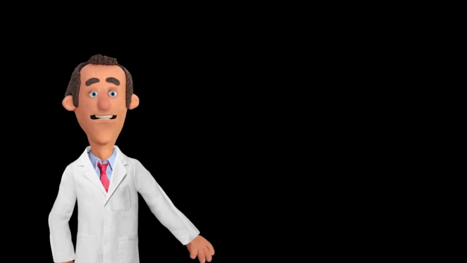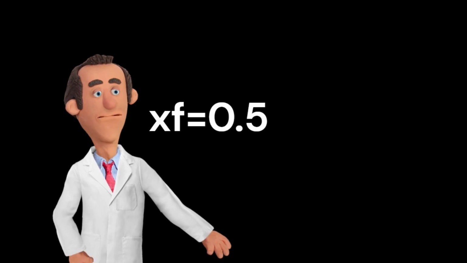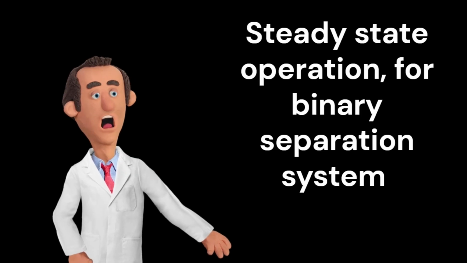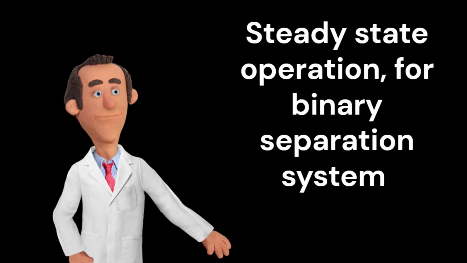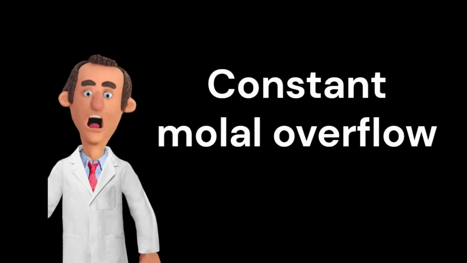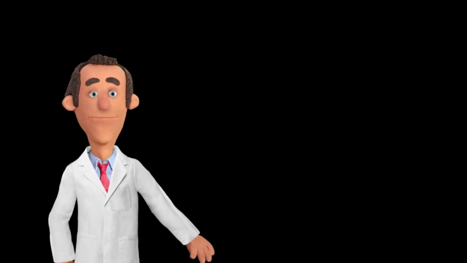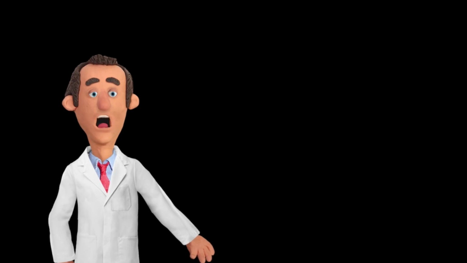And moving to the next one, which is equimolar flow. That means the feed mole fraction is 0.5. And we are doing all this in steady state operation. And it's a binary separation system. There is constant molar overflow in both rectifying and stripping sections. There are negligible heat losses to the surrounding, constant pressure throughout the column, and equilibrium established on every theoretical stage, with total condenser and partial reboiler assumptions.